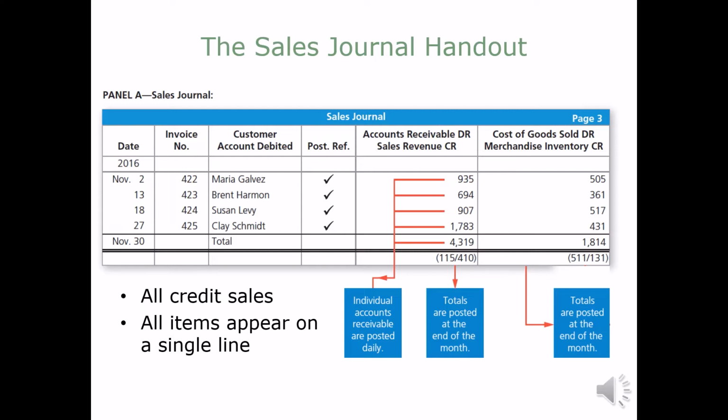This is the first new journal that you'll see. Instead of using our general journal to write journal entries for all of our sales, we're going to use the sales journal. Each one of these sales amounts is going to be transferred and posted to our subsidiary ledgers.